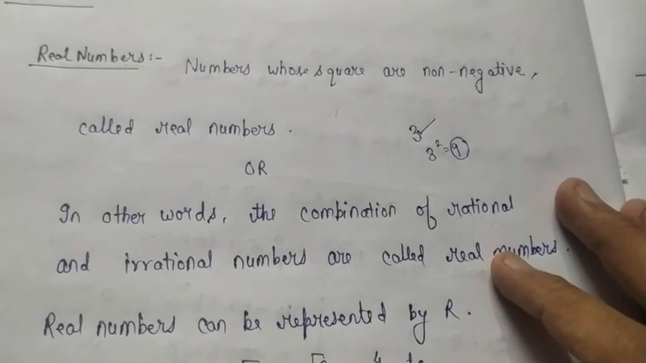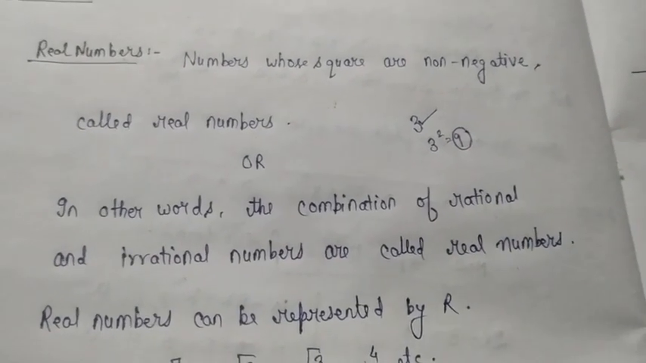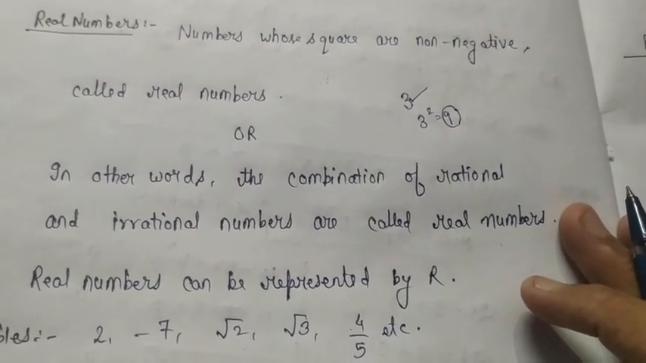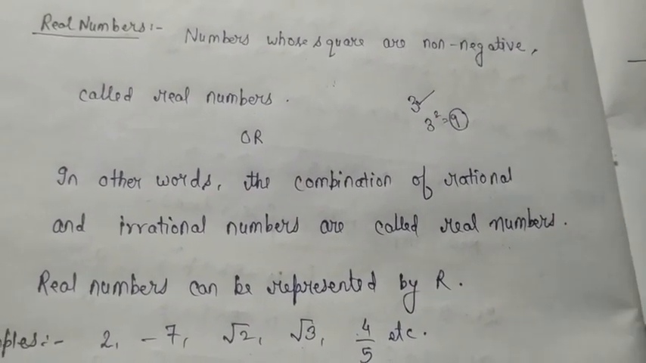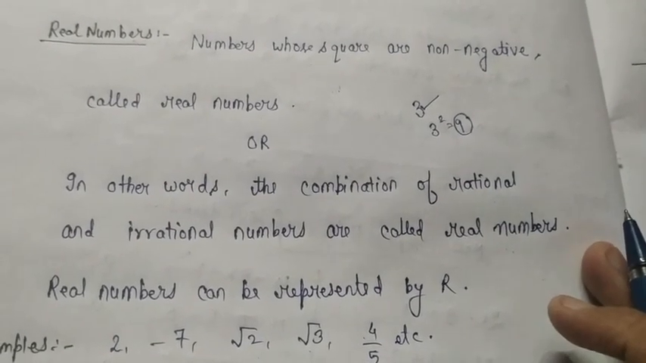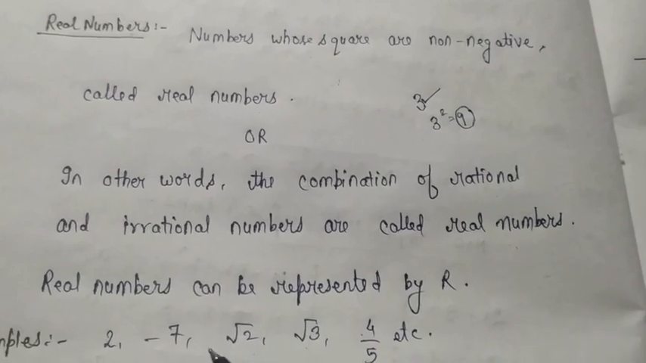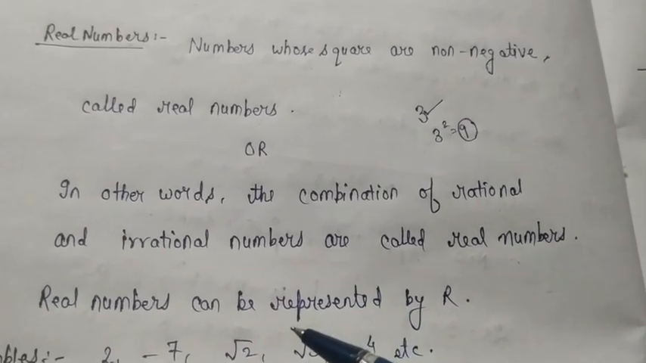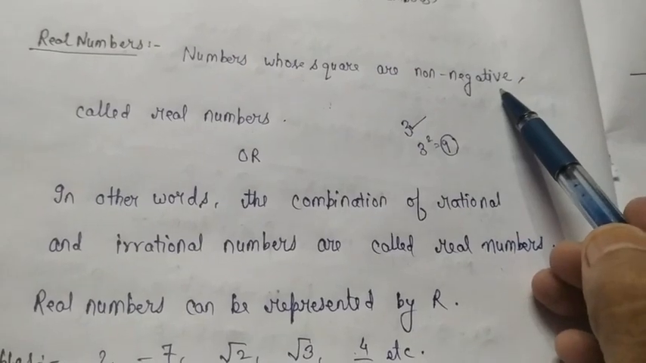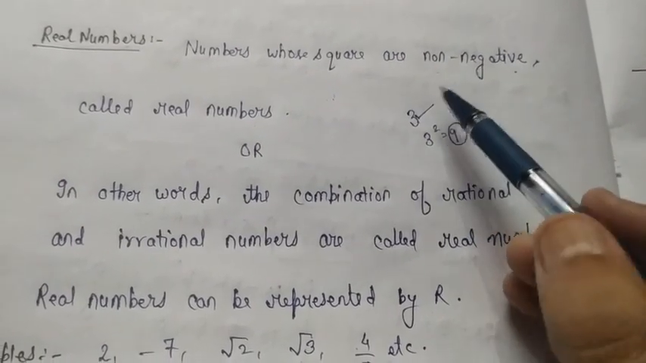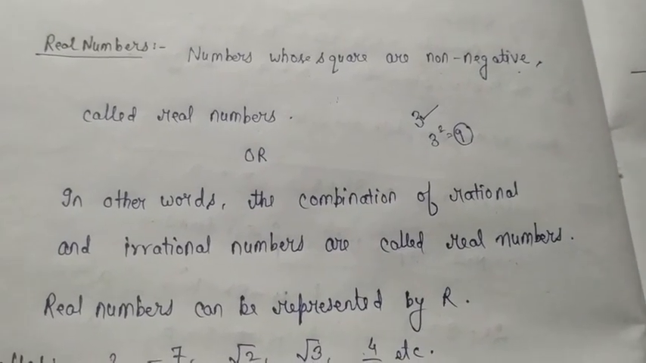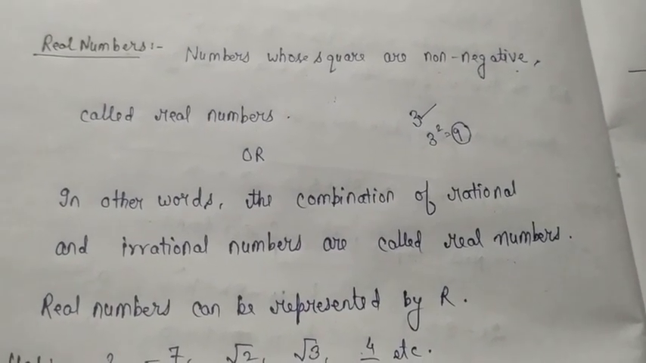Okay, the main property of real numbers is that they can be rational as well as irrational numbers. As you have already studied in class 9th, what is rational and what is irrational. So we can say real numbers are those type of numbers whose square is always non-negative. Means when you do the square of that number, the obtained number will always be positive or 0. It will not be a negative number.